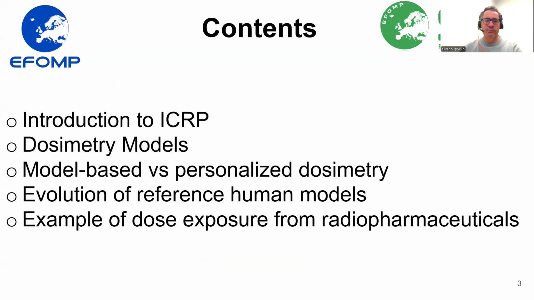Here is the context of this presentation. I will first introduce the ICRP, what it is and what it does. Then I move to dosimetry methods employed by the ICRP, and in particular we will focus on the difference between model-based versus personalized dosimetry. Then we go through the evolution of reference human models used in ICRP dosimetry calculation. At the end, I will provide an example of dose exposure from a radiopharmaceutical, a common case of F18 FDG.